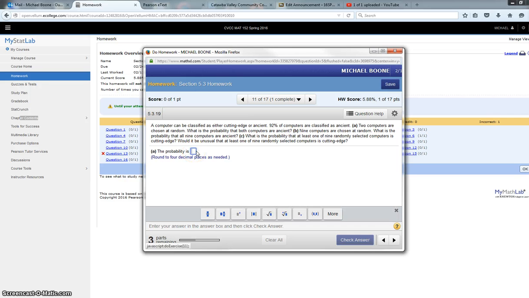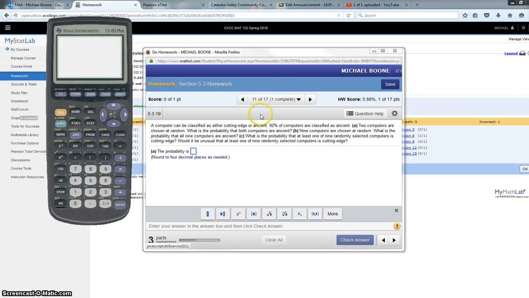Well, so we have two computers. I want to have ancient and ancient. So I would have to multiply 0.92 times 0.92 to 4 decimal places, so they want everything.